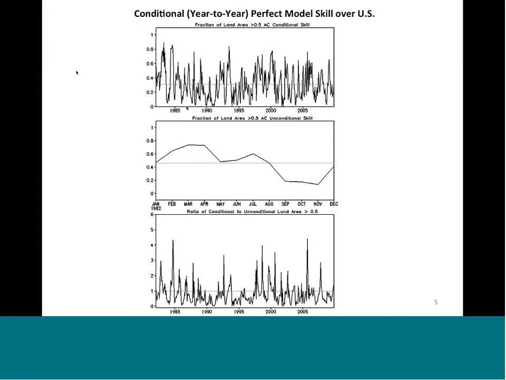We think we probably can improve on that because skill varies highly from year to year. As an example, the upper panel shows the fraction of land area where the anomaly correlation skill is greater than 0.5 over the U.S., for each year and season. You can see that skill has a lot of variance. The middle panel shows this same quantity based on the average skill. The bottom panel is a ratio, such that everything above 1 is where the skill for that season and year is greater than the average skill, and everything below 1 is where it is less than the average skill. So we might assume that if we're using the average skill mask, we're missing out on some of these high skill opportunities.